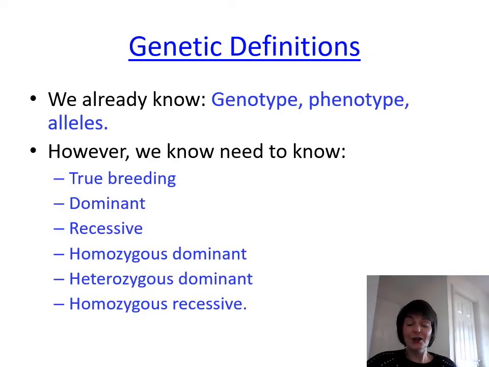so now that we know the definitions of genotype, phenotype, and alleles, we now add in just a few more. I've got my wee list there. We've already covered dominant and recessive to an extent, but we've not looked at them in a wee bit more detail. So what we're going to look at now are the terms true breeding, what that means, and dominant and recessive, but we're going to put them into practice, and I'm going to give you a few examples of that.